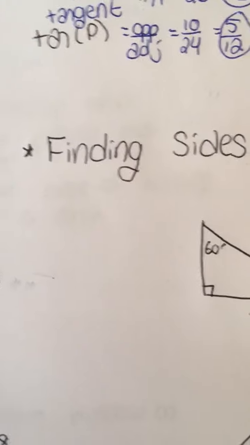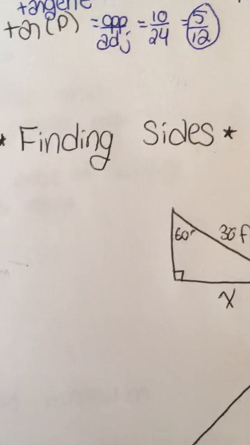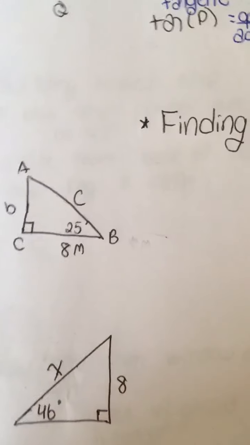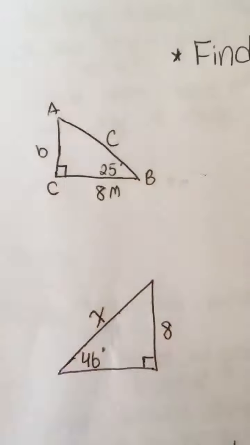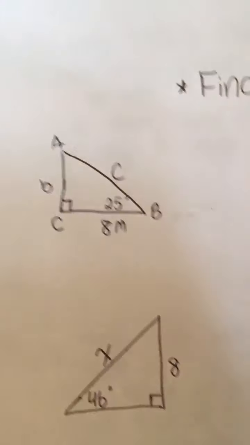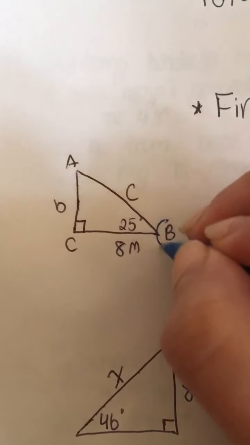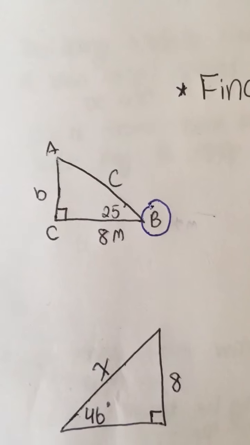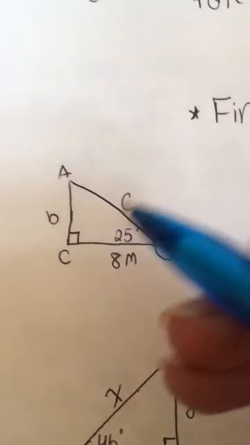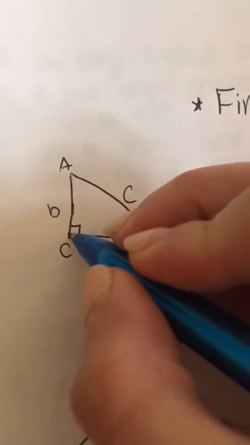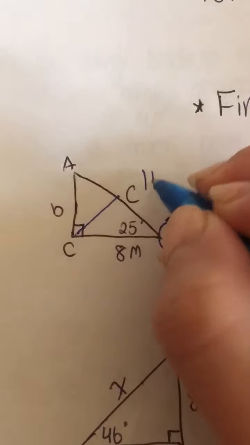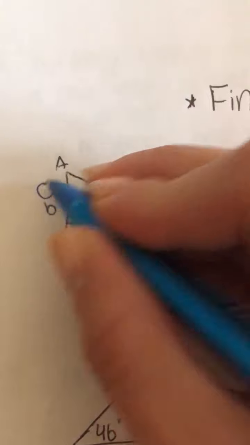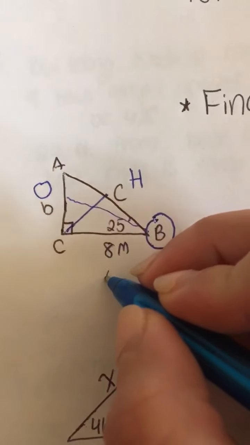Okay, so next we're going to be looking at finding side lengths. So to find side lengths, you'll need to know at least one angle and one side. So we'll do a few examples together. So first one, we know this angle here, 25. Always start by labeling your triangle. Hypotenuse, opposite, and then adjacent. So hypotenuse is right from the 90, that's H. Opposite is right across from the one you're given, and then adjacent is the one that's left over.